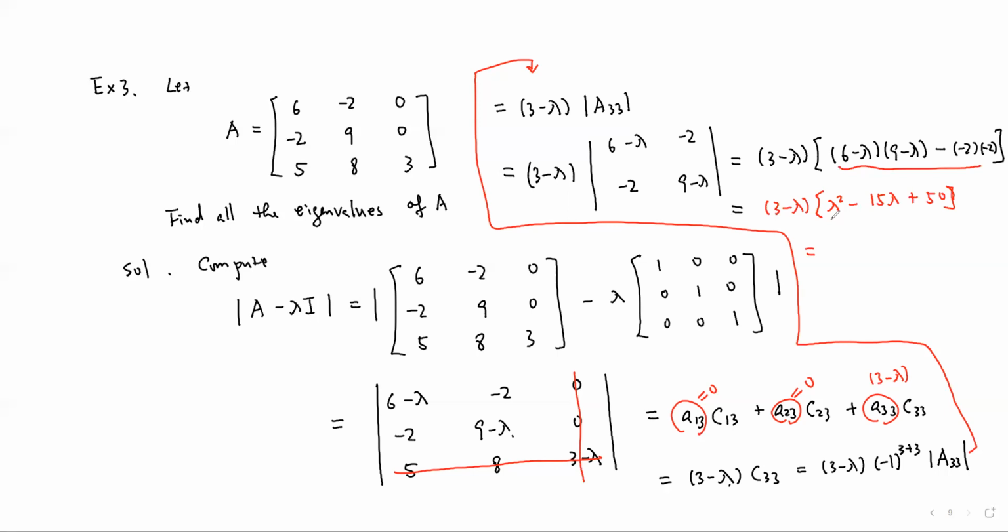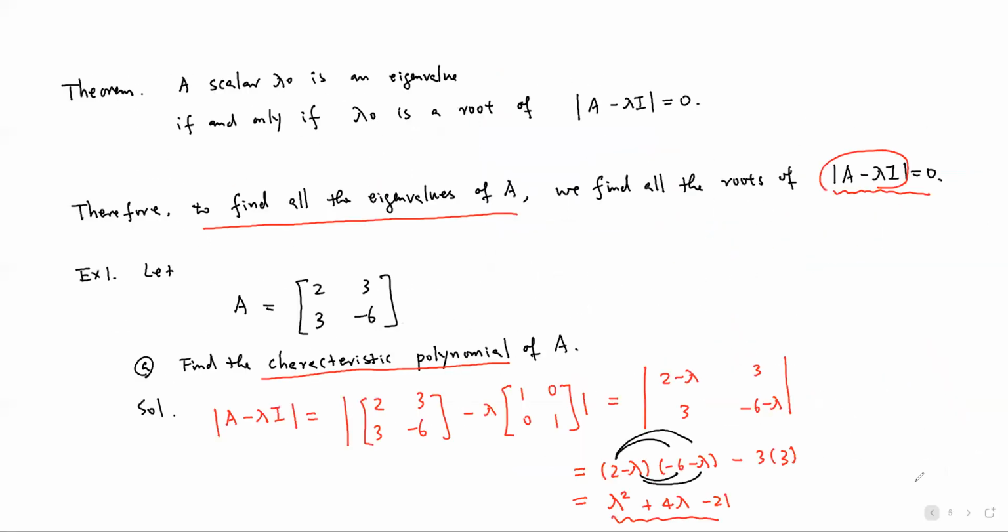And then factor out this because I'm looking for eigenvalues. Factorization, then I get lambda minus 5, lambda minus 10. Yeah, this is a characteristic polynomial. Now, how to find all the eigenvalues? All the eigenvalues are the roots of this equation. That means the numbers that make this equation true.